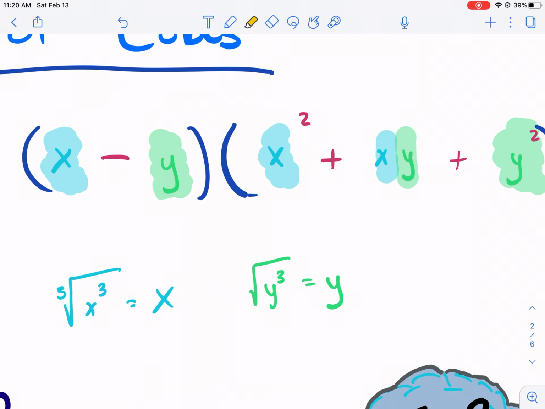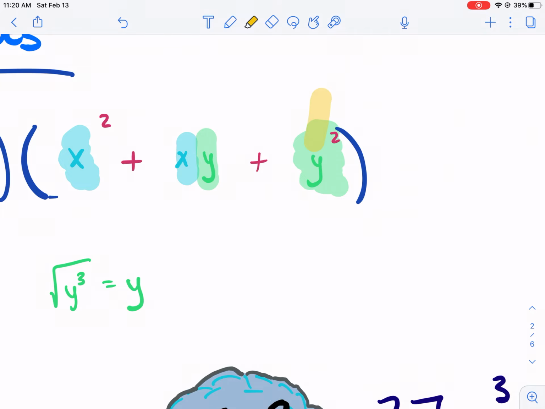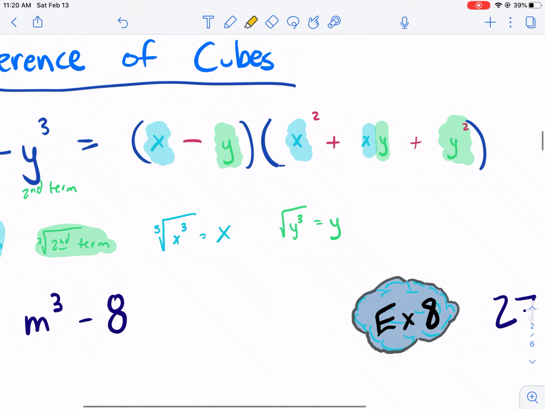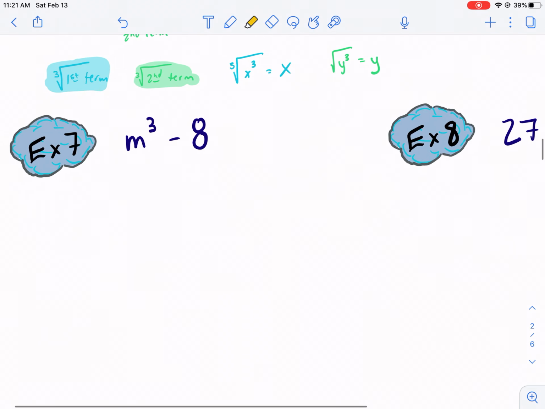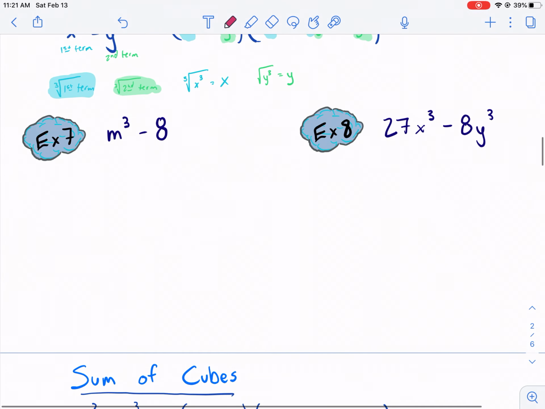You're going to put the second term there after you cube root it, and put that squared here, and then multiply it by the first cube root there. Okay, so it makes more sense when we get to some examples. So let's go ahead and do this first one.